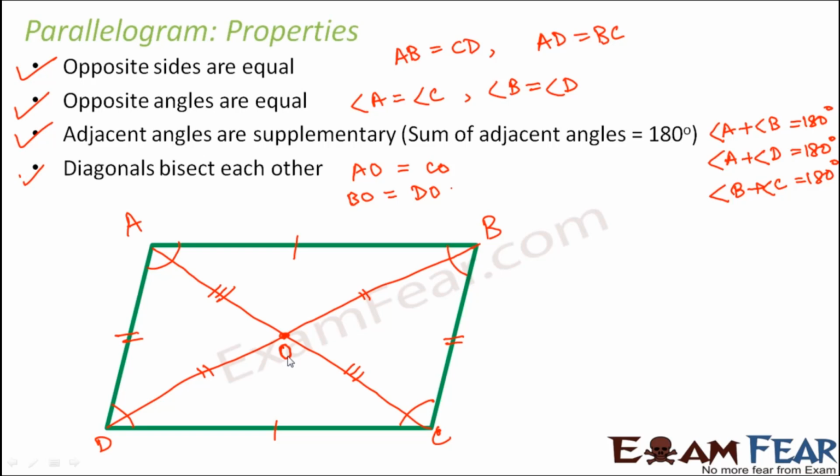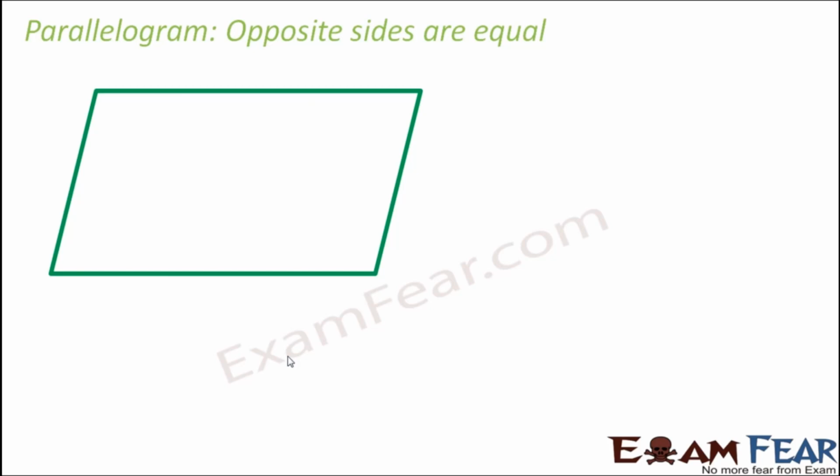So now we will spend some time trying to prove each of these properties, because I just told you that these are the properties, but why should you trust me just like that? So let us try to mathematically prove each of these properties. So let us start with opposite sides are equal. How do we know that opposite sides in a parallelogram are equal?